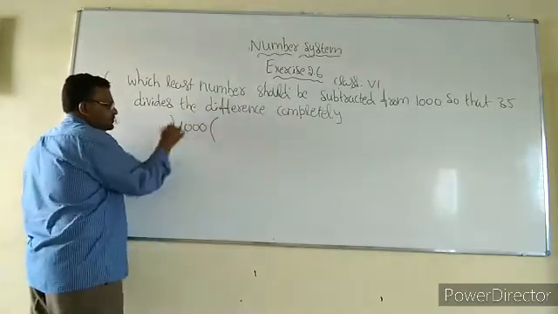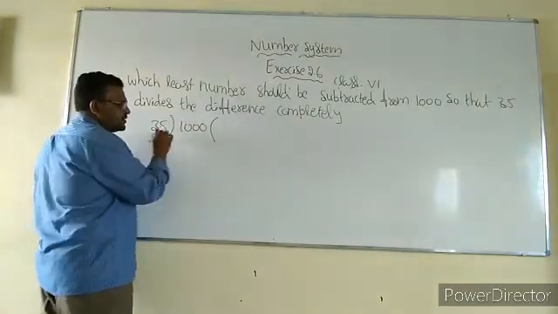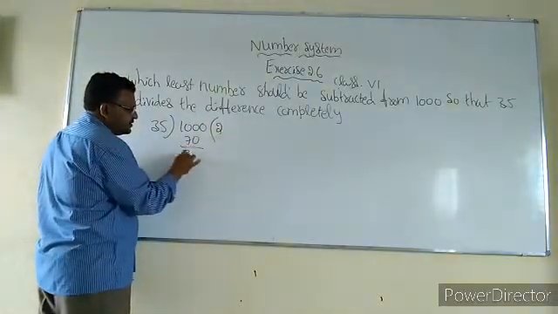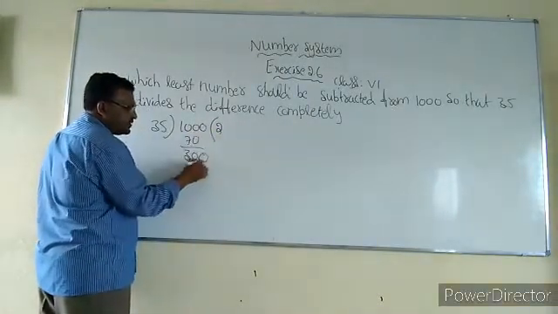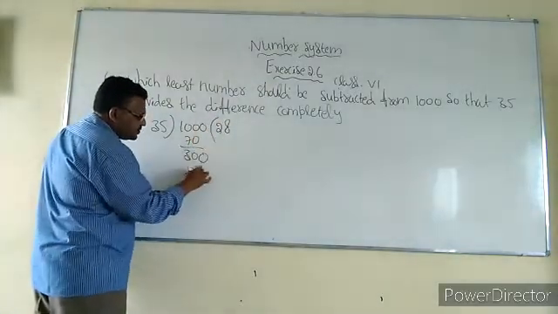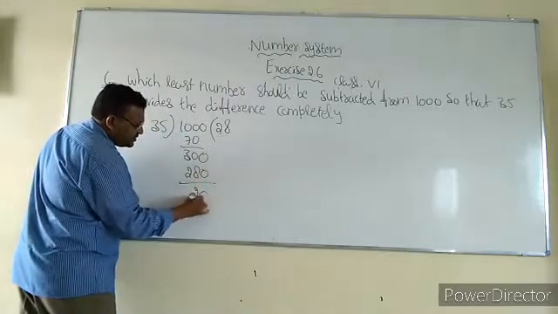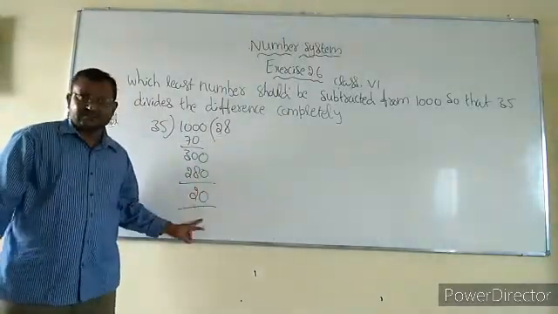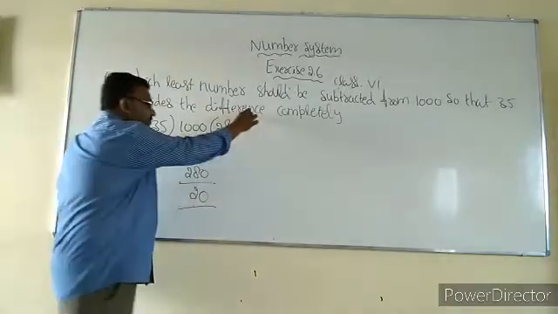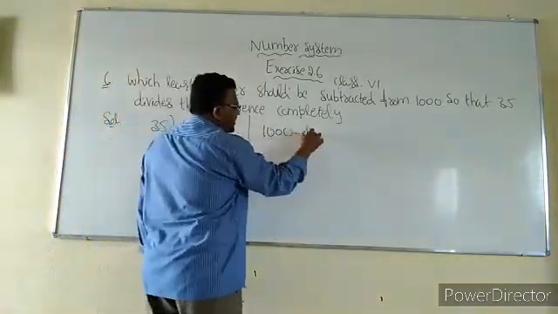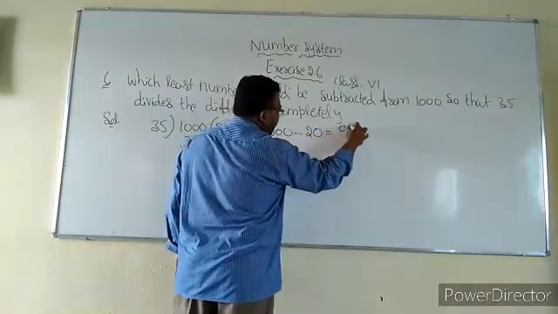1000 divided by 35. So 35 twos are 70. 30 remains. Bring down 0, it will become 300. 35 eights are 280. 20 will remain. So 20 is not divisible by 35. So what's the remainder here? 20. So what will happen if 20 is subtracted from 1000? 1000 minus 20 will be 980.